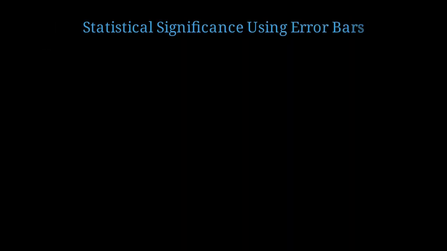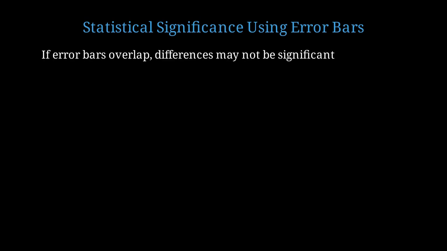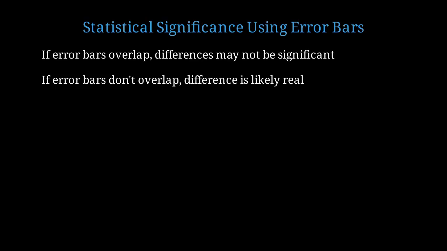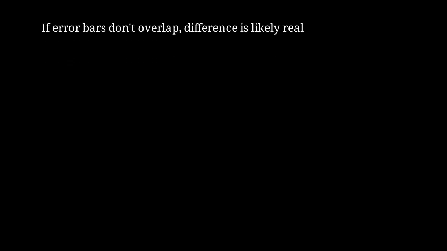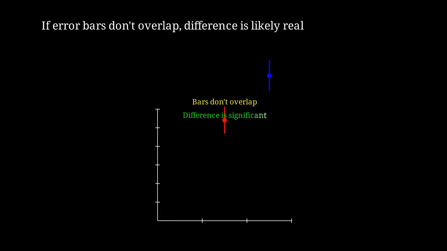Speaking of statistical comparison, error bars let you assess whether differences are significant or just statistical fluctuations. If the error bars of two data points overlap substantially, the difference between them may not be statistically significant. If error bars don't overlap at all, the difference is likely real and not due to random measurement variation. Here we have two measurements whose error bars don't overlap. This strongly suggests the difference between them is real and statistically significant.